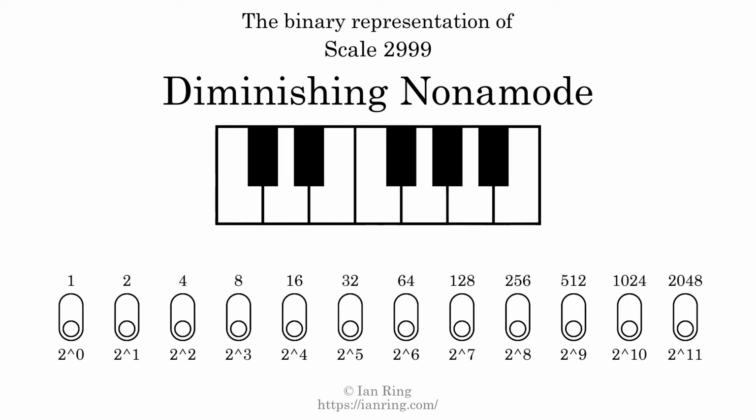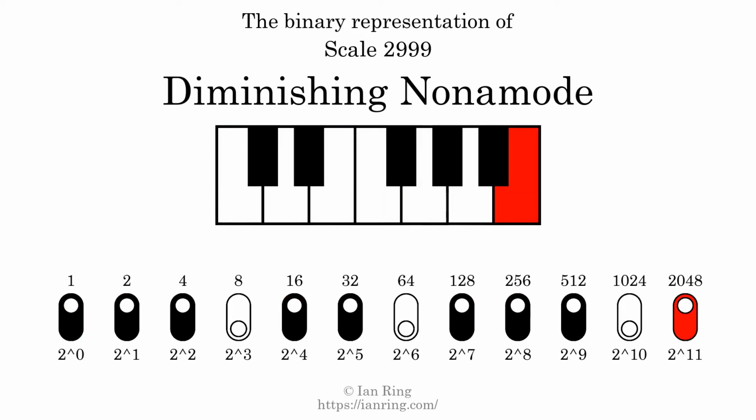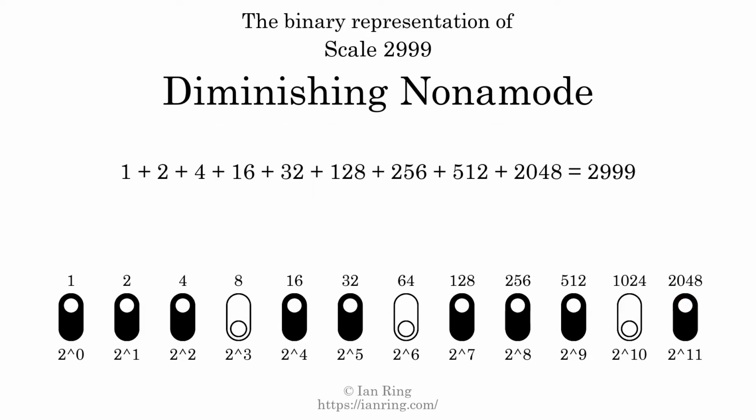The binary representation of this scale is determined by mapping tones of the scale to binary digits. Each binary digit represents a power of 2. To get the scale number, we add the powers of 2 together. The powers of 2 that are present in the scale, all added together, equals 2999.